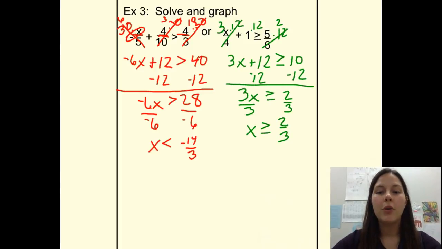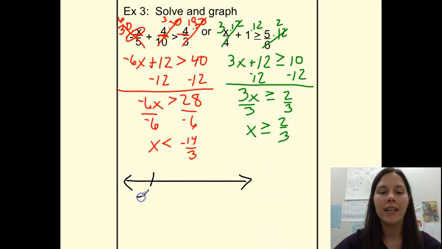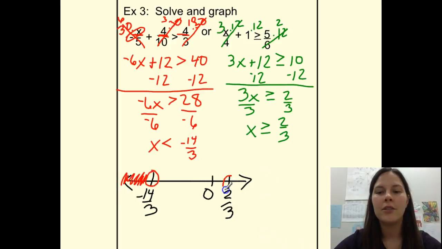So for this one, both of our fractions have the same denominator, which is helpful, but not necessary in this case, because we know negative 14/3 will be less than positive 2/3. I also know 0 is closer to 2/3 than negative 14/3. I have an open circle at negative 14/3, x is less than, so I'll shade left. And I have a closed circle at 2/3, greater than shades right.